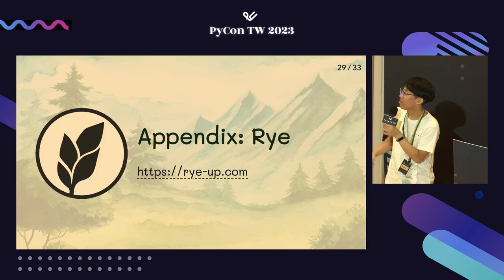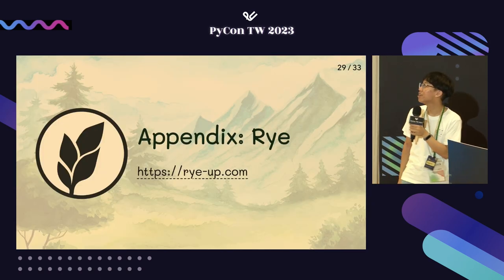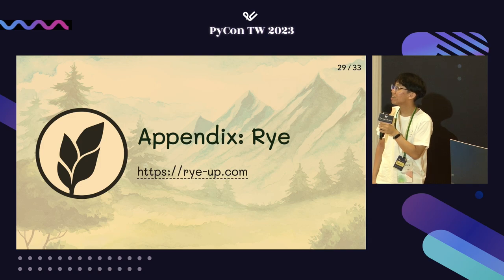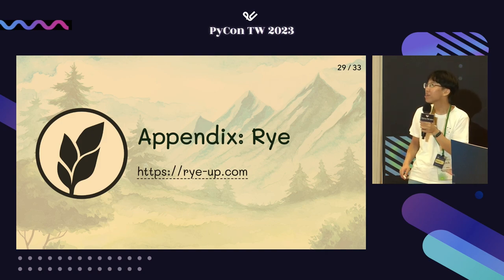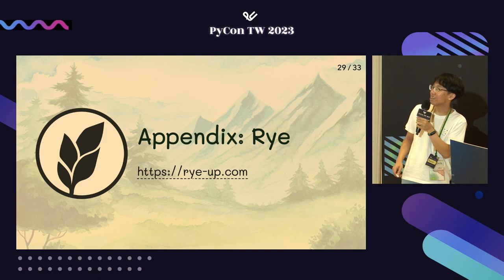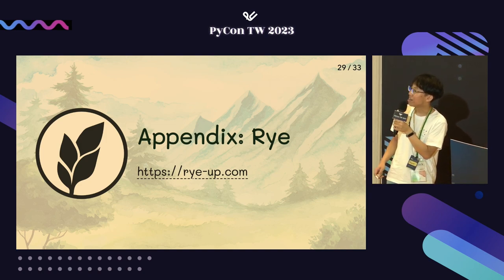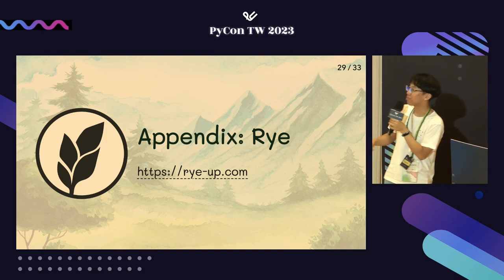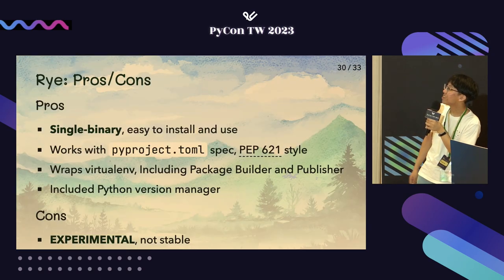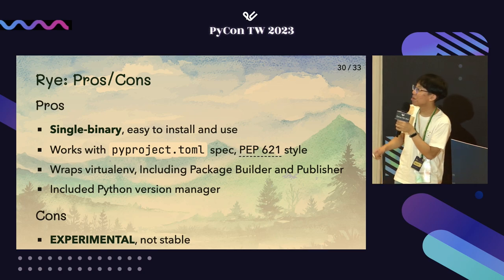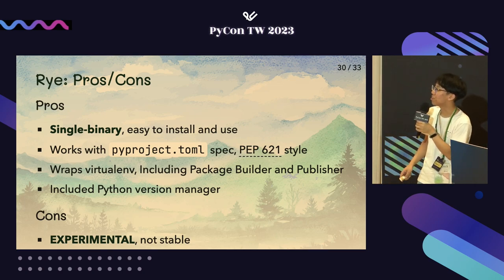The appendix is Rye. It appeared in this half year, maybe six months or more. So I must explain this. This is my opinion, so pros and cons.